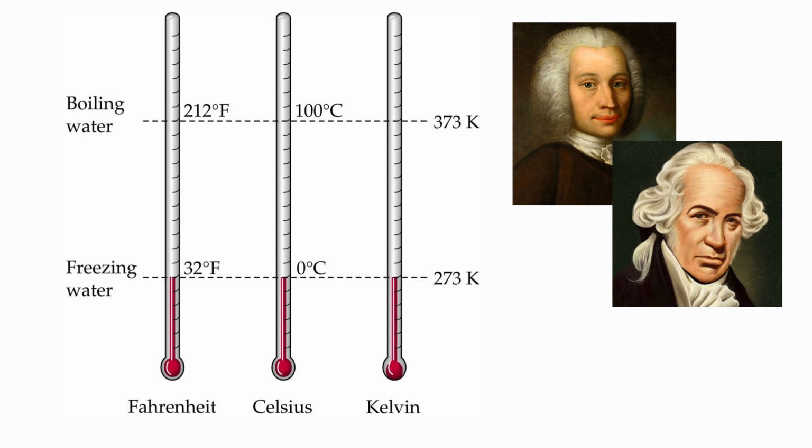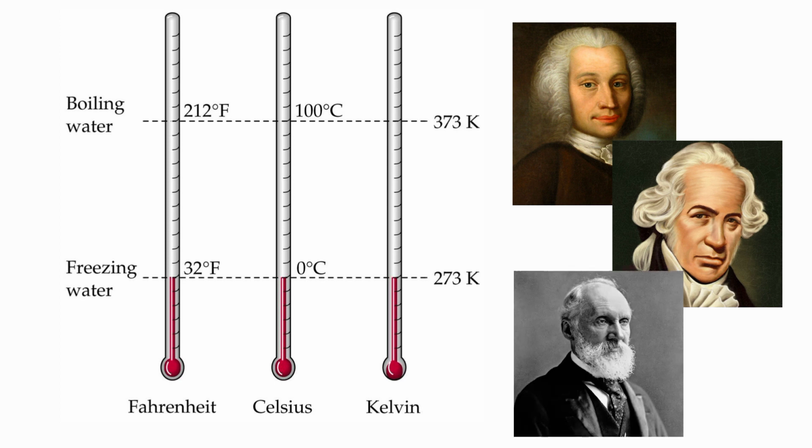On the Fahrenheit scale, the freezing point of water is 32 degrees Fahrenheit, while its boiling point is 212 degrees Fahrenheit, having 180 intervals between 2 reference points. The difference between these 2 reference points is divided equally into intervals called degrees.